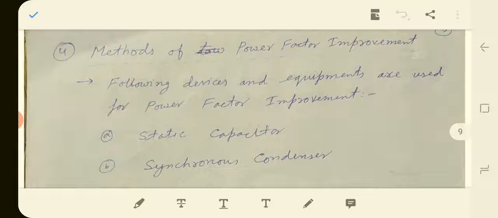This is the lecture on power factor improvement. This is your fourth unit, and till now we have discussed what power factor is. There were three types of power: active power, reactive power, and apparent power. We also discussed the causes of low power factor and the harmful effects of low power factor.